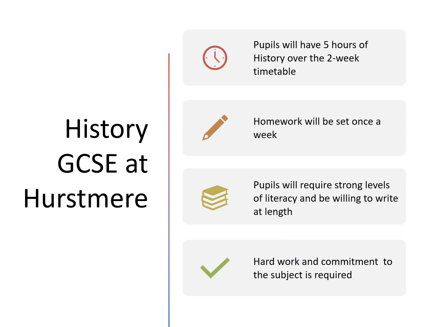If you take history at GCSE at Hurstmere, you will have 5 hours of history over the 2-week timetable, which is the same as you get in Year 9 currently. Homework is set once a week. It will either be online via Educate or to revise your knowledge organiser. Pupils will require strong levels of literacy, and you must be willing to write at length. Hard work and commitment to the subject is required. History is a very difficult subject if you fall behind, and it means attendance, punctuality, and willingness to revise independently is an important thing to consider before you take GCSE history.